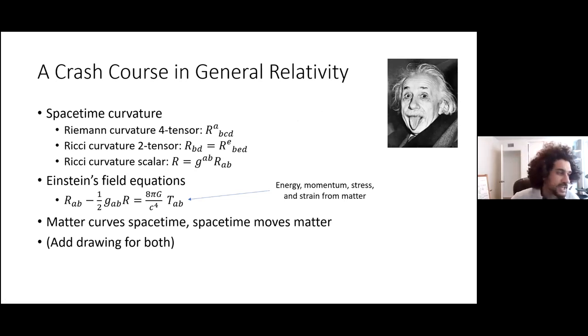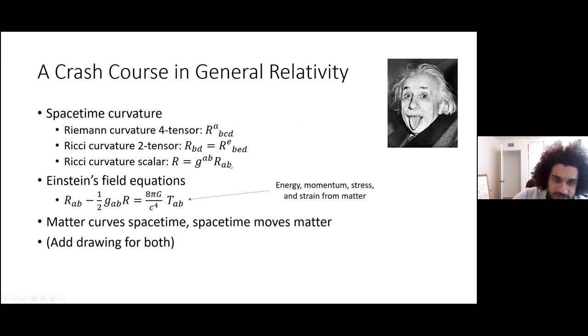And so you can think of the connection as being sort of the potential and the curvature being a field strength. And so we have these different types of curvature. There's this 4-tensor because there's 4 space-time Lorentz indices here, but we can contract these indices. So we get this Ricci 2-tensor.